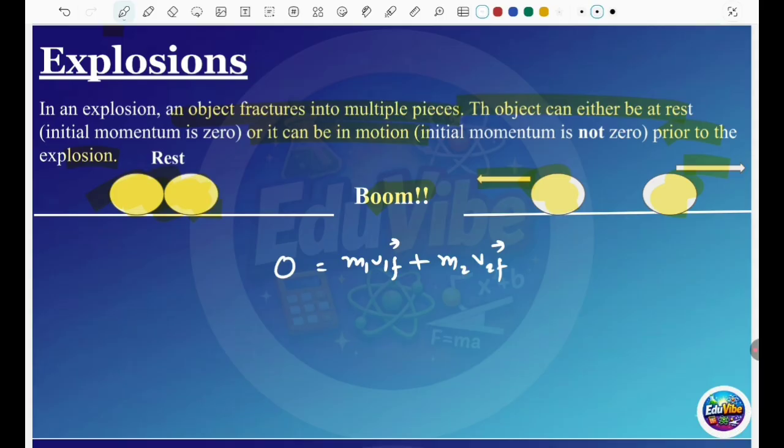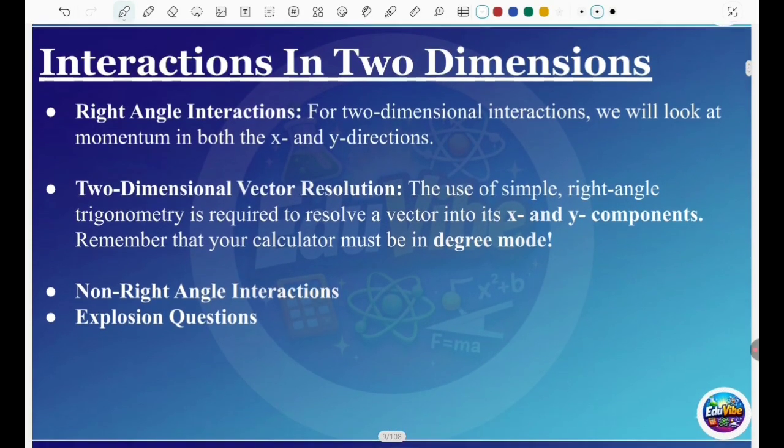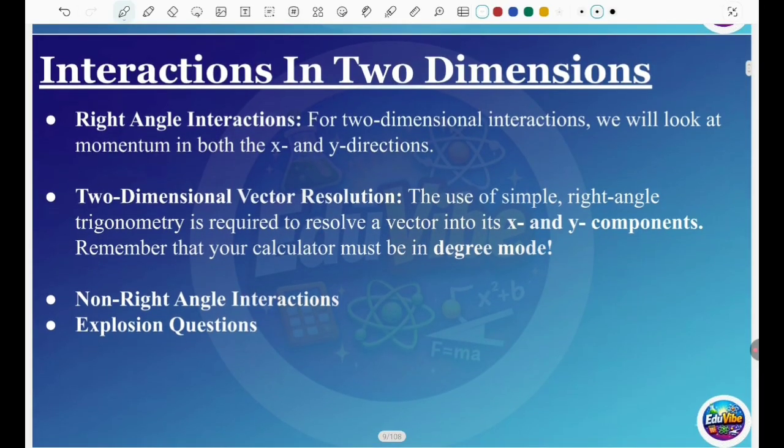We deal with the explosion thing too, where the x and y components can be considered in that case. So that's the one dimension, and we're also doing the two dimensions. Two dimensions are a little bit difficult from the solving perspective. In this, we have 4 types of questions.